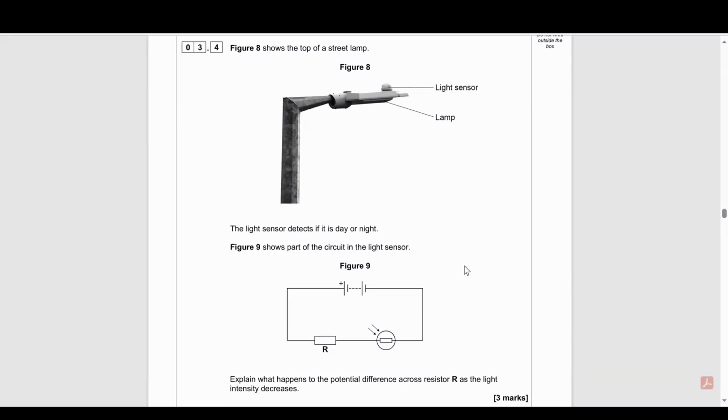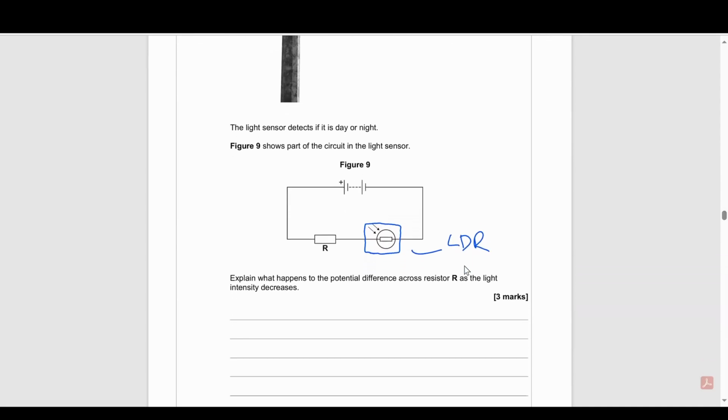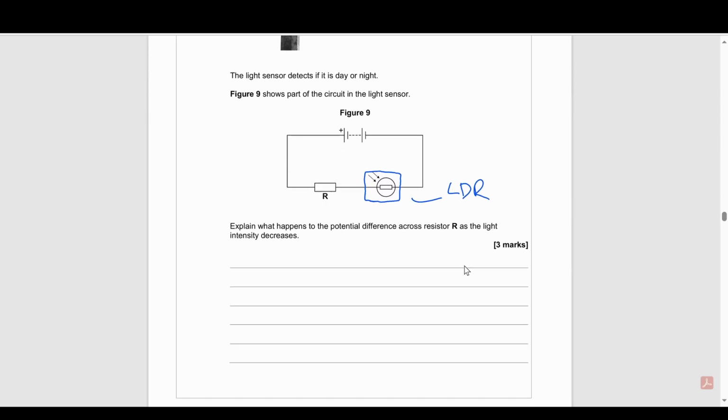(3.4) Figure 8 shows the top of a street lamp. A light sensor and lamp are labeled. The light sensor detects if it is day or night. Figure 9 shows part of the circuit in the light sensor. So we've got a battery, a resistor R, and we have this symbol which represents a light dependent resistor. Explain what happens to the potential difference across resistor R as the light intensity decreases.